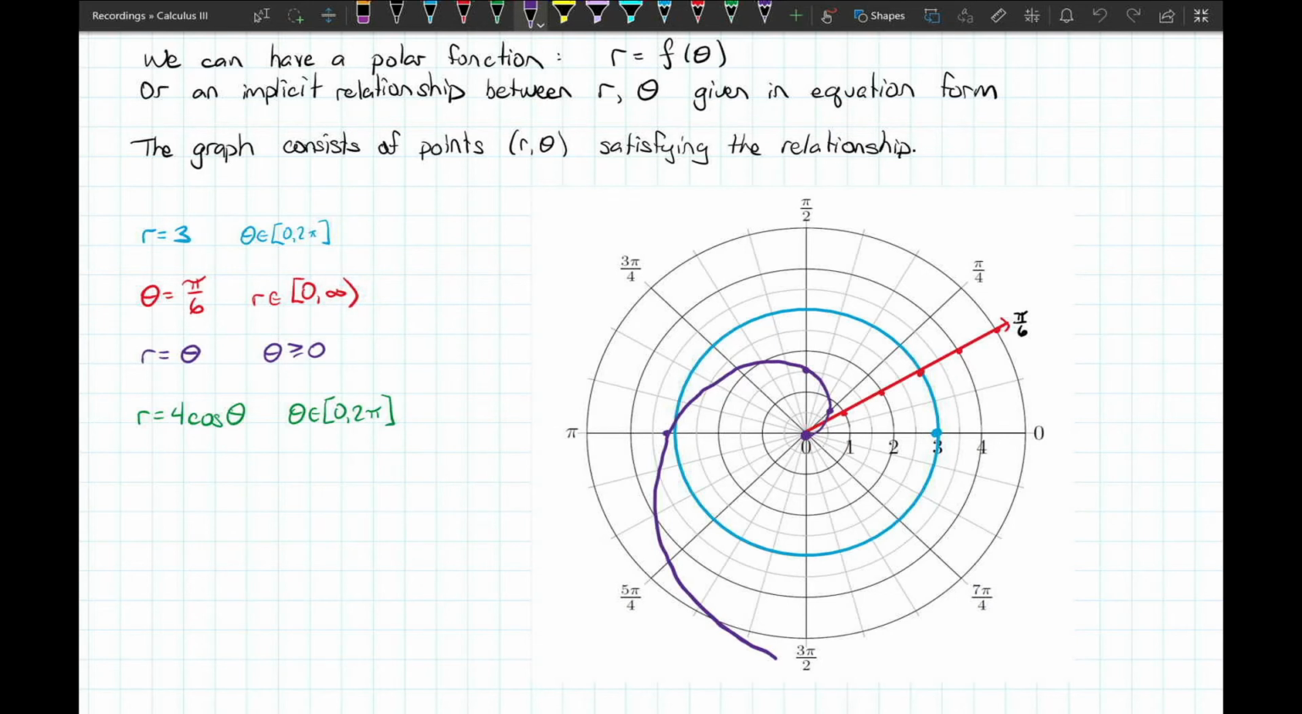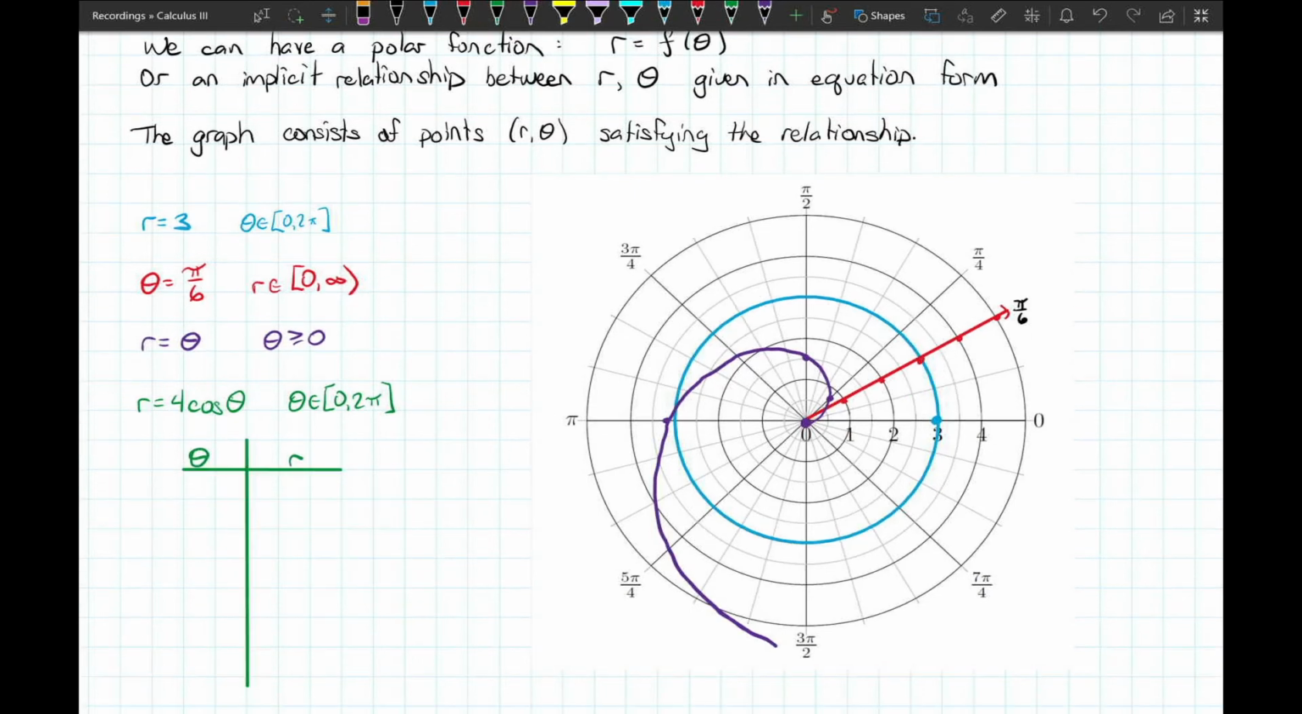Now with this one, we are almost certainly going to want to actually write down a table of values. Since r is a function of theta, we'll choose values for theta and determine the value of r. And of course, let's start off with theta equal to 0. When theta equals 0, r is going to equal 4. Try to use some of your very common angles at this point in time, maybe such as pi over 6.